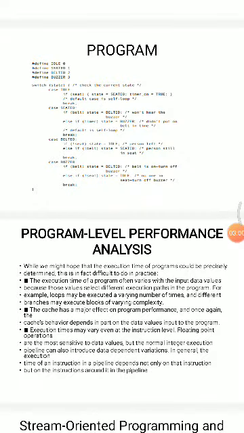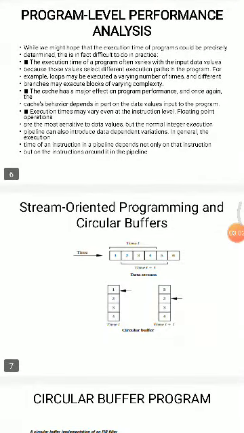The next one is stream oriented programming with the circular buffer. It is another technique for the program models. A stream oriented buffer models a time interval. Various types of inputs will be available in the circular buffer. They will be shifted through t, t plus 1, t plus 2 and t plus 3. The data will be stored in that particular buffer.